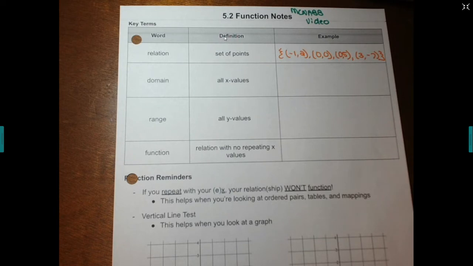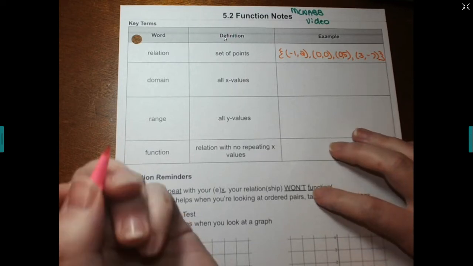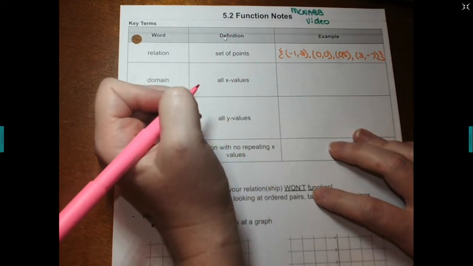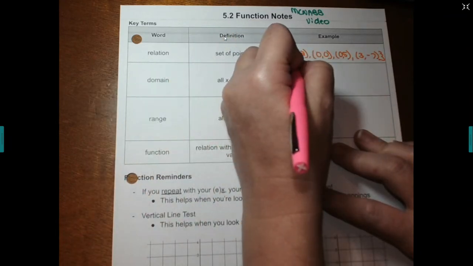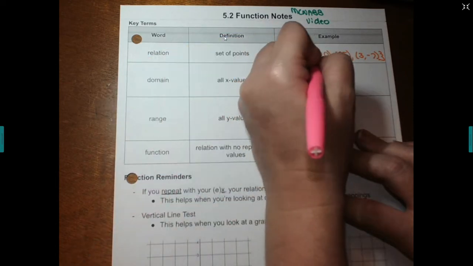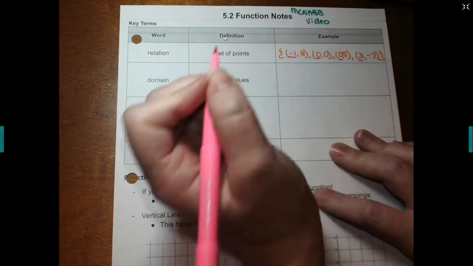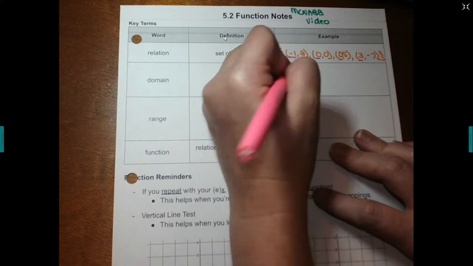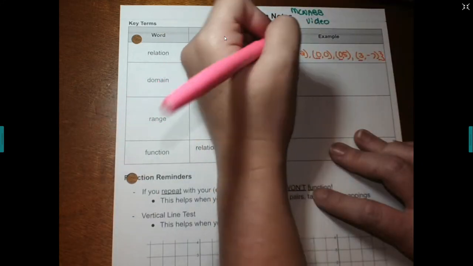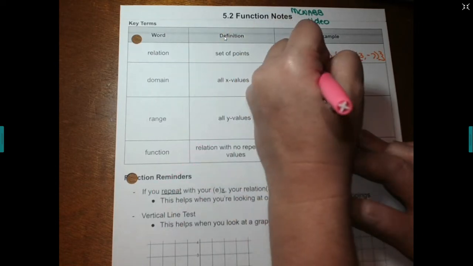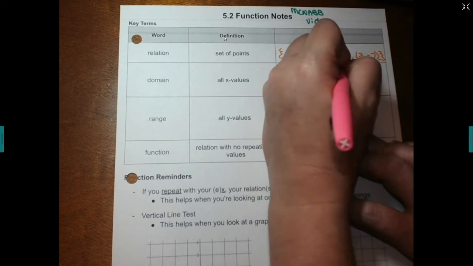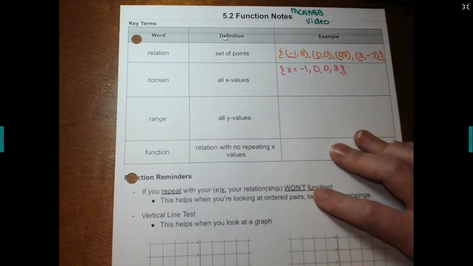So on to our next one, talking about domain. Domain is going to be all x values. So when we're talking about the domain, let's think about up here of this relation. We have a -1 is our x value, a 0, a 0, a 3. Okay, so to get my domain of this relation up here, I could say x equals -1, 0, 0, 3. So that's my domain for this relation up here.